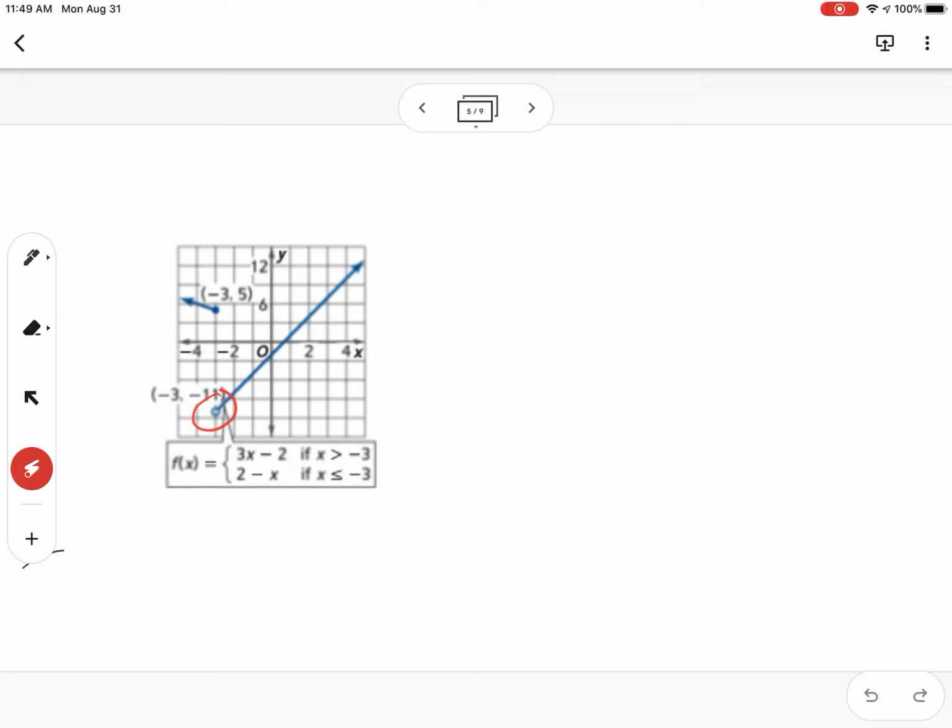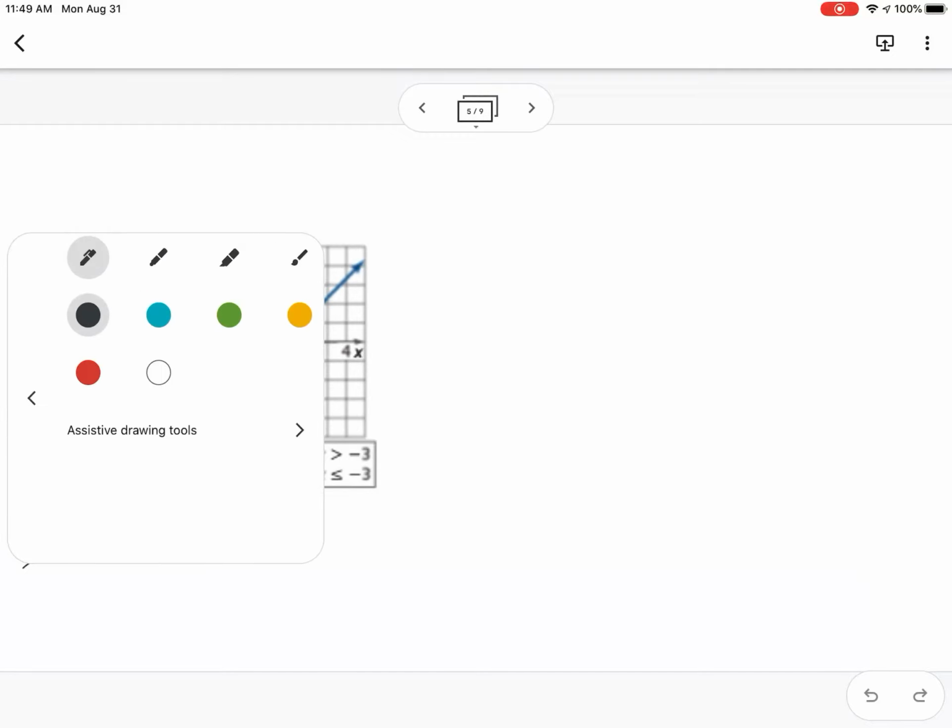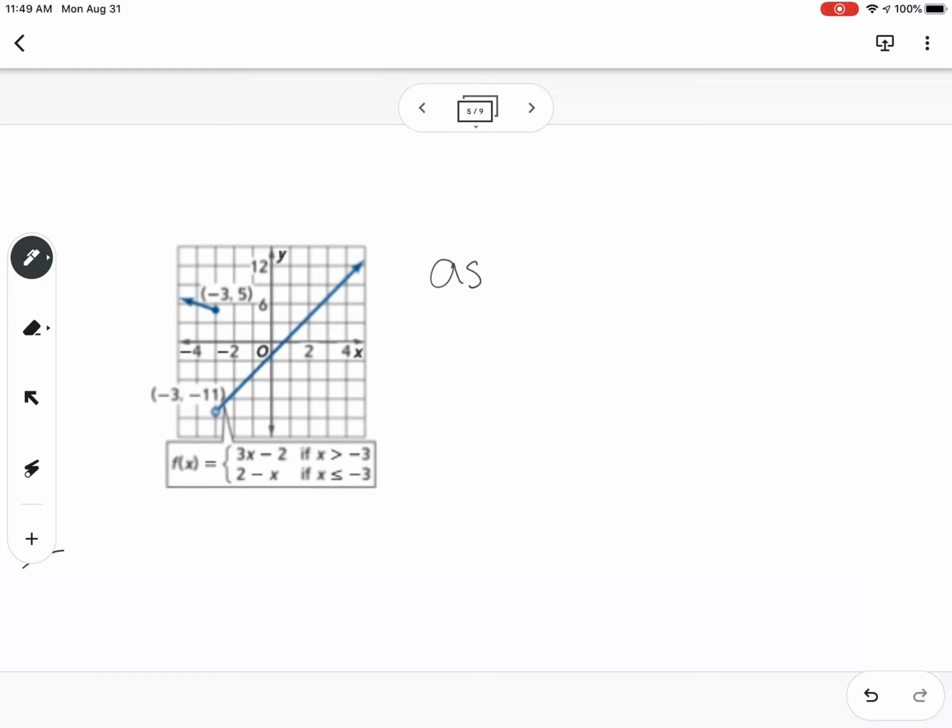So here's our first example. We have a jump discontinuity, where the function, you got a line on this side, and then it jumps down here. So that's a jump one. So I'm going to get started. As x approaches, now for the number, you want to go to where you have that dot. Here's our dots. What x value goes with those? So if we look here, they're on -3. So we'll put -3 from the left, and then we'll do -3 from the right.